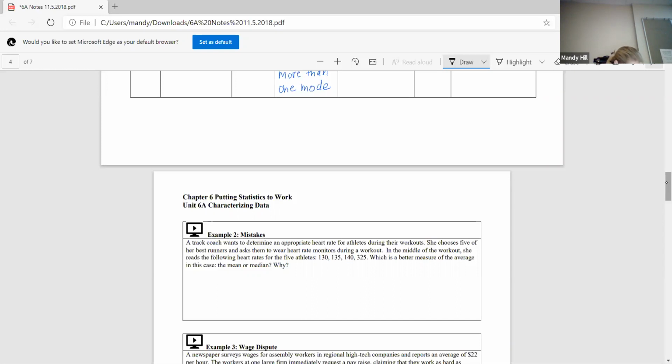Do you guys see anything odd there? Yeah, that 325 is probably, not probably, it is an outlier. And it's such a bad outlier that there might actually be a mistake, right? The other number is 145.